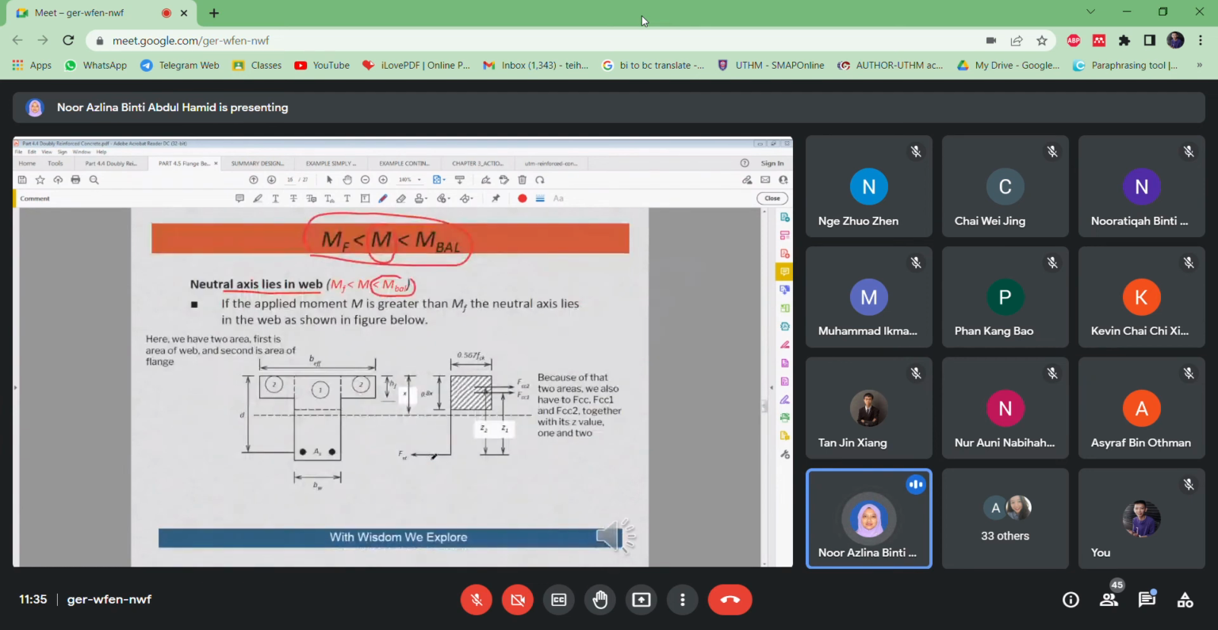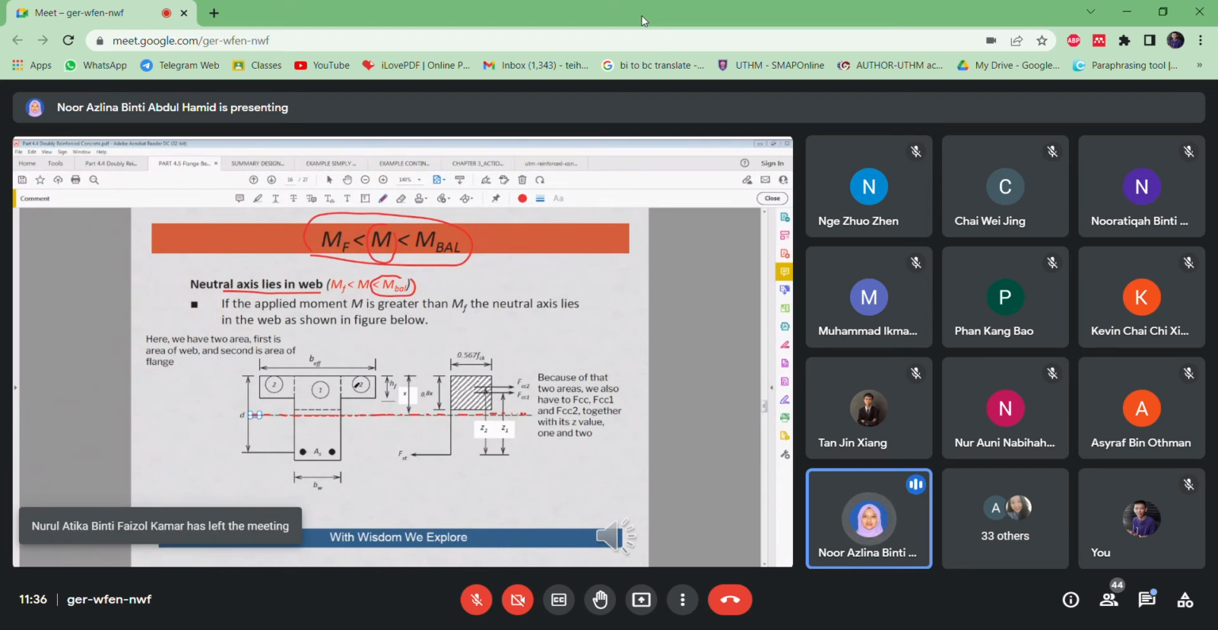But for the second case here, once the moment is more than Mf, that means the neutral axis will lie in the web here. This is the neutral axis. Okay. So once it lies in the web, that means the concrete will be split into two. Okay, there will be concrete at the web, there will be concrete at the flange. Okay, that means there are two areas.